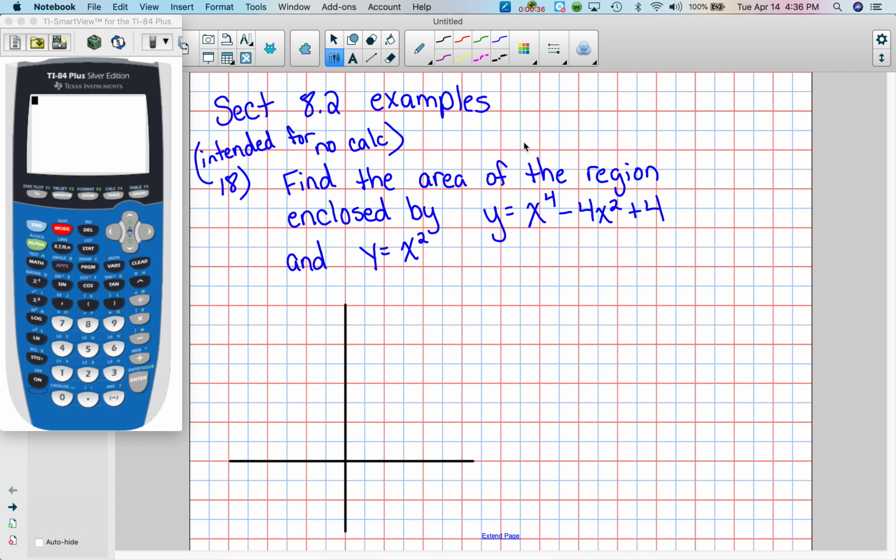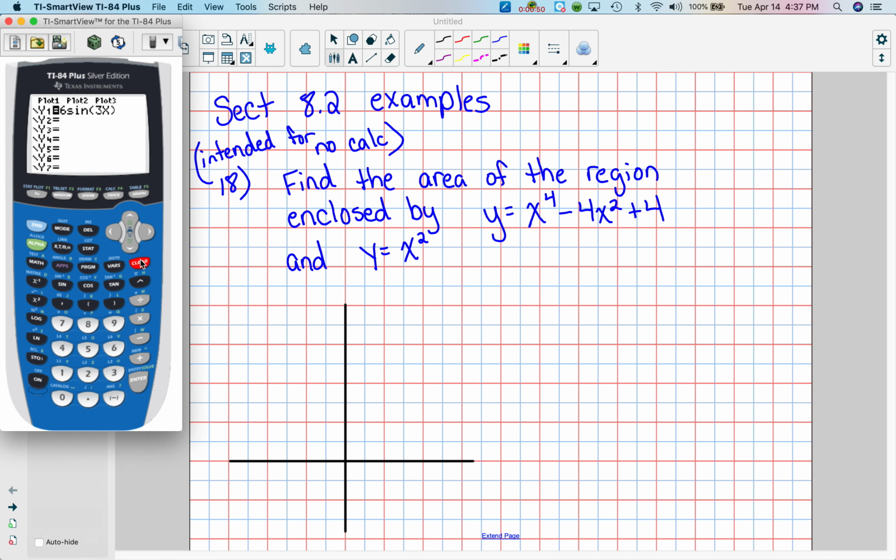So when you are doing the assignment, I don't care if you use Finite on your calculator. I want to see a picture and the integral that you use to get your answer. On this first one, the first thing you need to do is see what the graphs look like. So we have x to the fourth minus 4x squared plus 4.